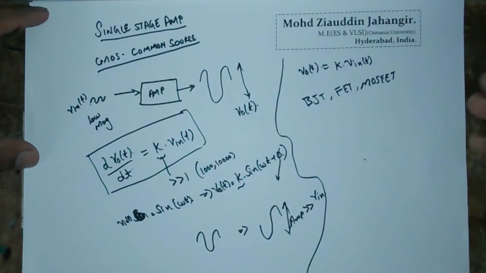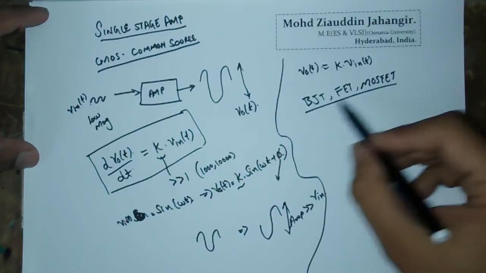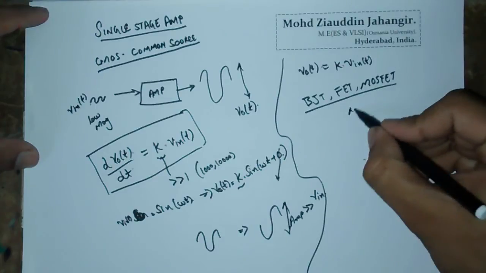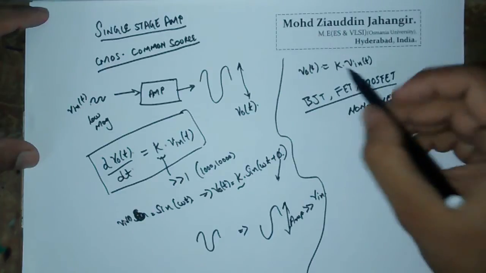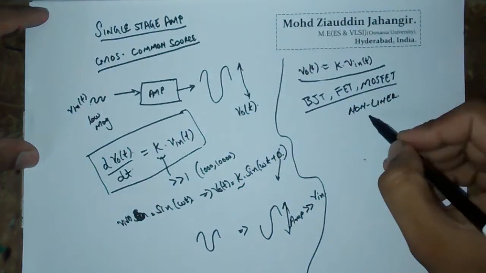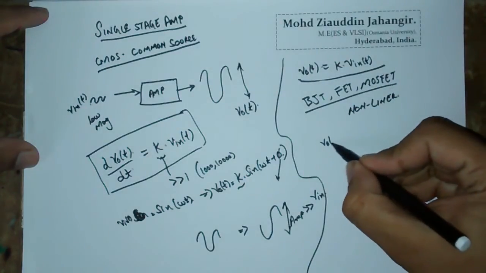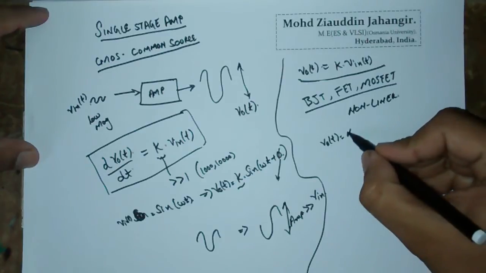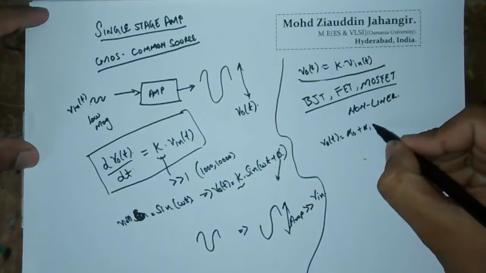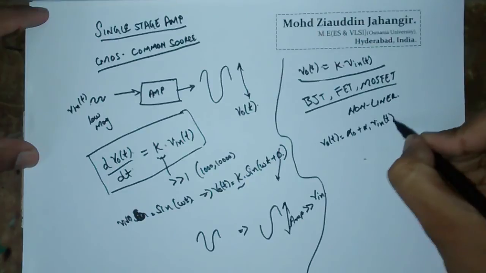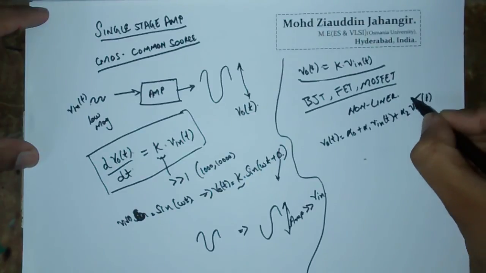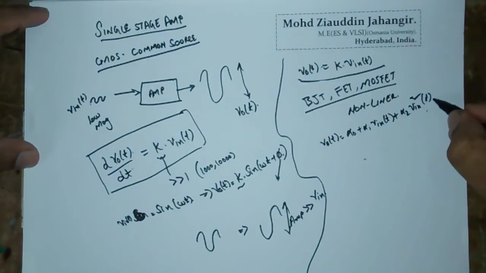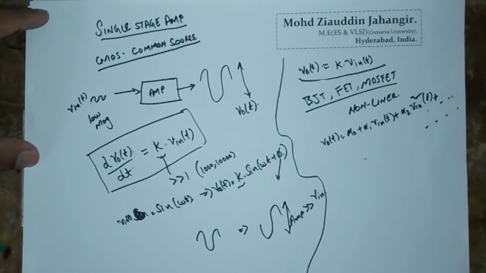What we know about these devices is that they are non-linear devices. But what we want is a linear equation of this sort. What is meant by a non-linear equation? An equation of this sort: alpha 1 into Vin of t plus alpha 2 into Vin square of t, plus so on. So this is what a non-linear equation is.